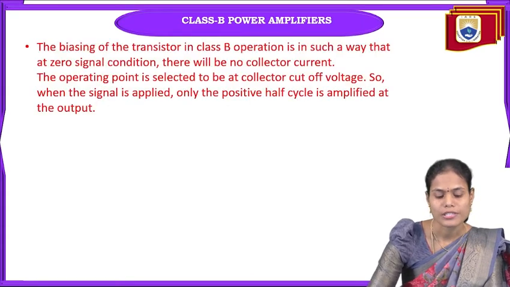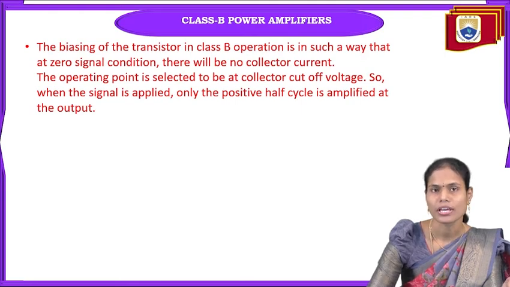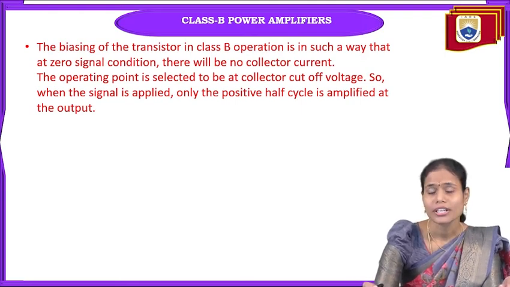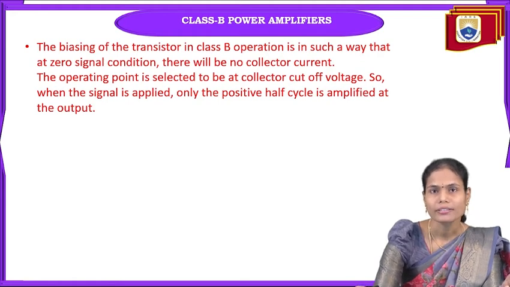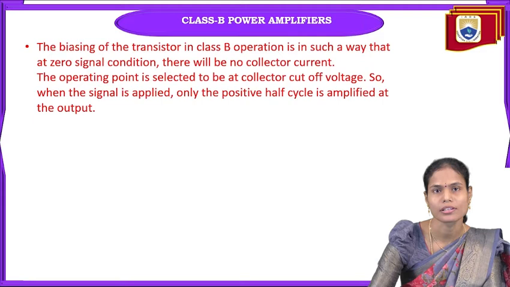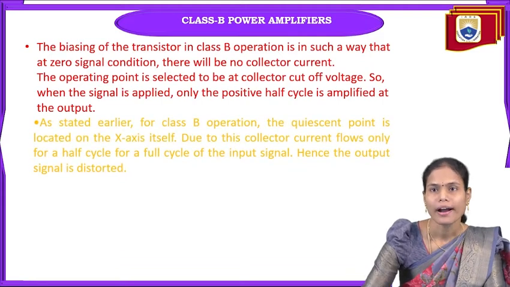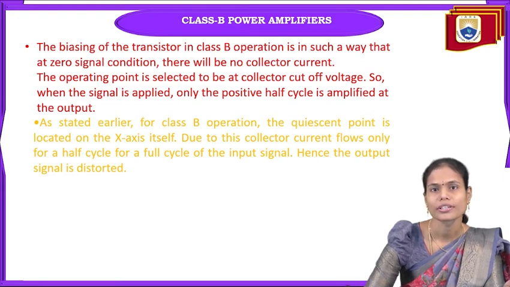Okay, so in the class B power amplifier, we have to bias the transistor in such a way that the operating point is in the cutoff region. Whenever we are not applying any signal to the amplifier, we should not get any collector current from the circuit. The operating point is selected at the cutoff voltage. So when the signal is applied, only the positive half cycle is amplified at the output. And here the operating point, or Q point, is located on the x-axis, that is, on the VCE axis.